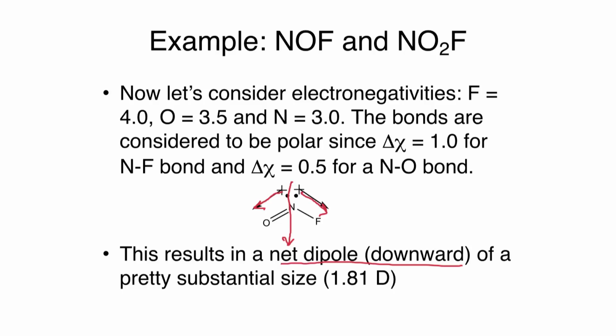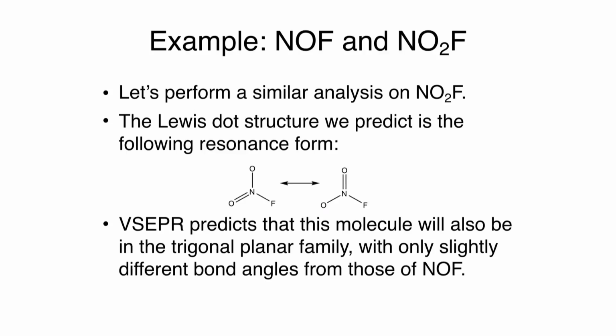Okay, so let's compare that to NO2F. Do the same kind of thing. Count the number of valence electrons, draw the Lewis structure, figure out the shapes. Okay, so now I have something that looks like this. So as far as the geometry goes, this should be trigonal planar because I have 3 bonded pairs and no lone pairs. So the angles here are going to be about 120 degrees. Notice that there's actually resonance between 2 structures. The bond angles here are only very slightly different from the bond angles that I had in NOF.